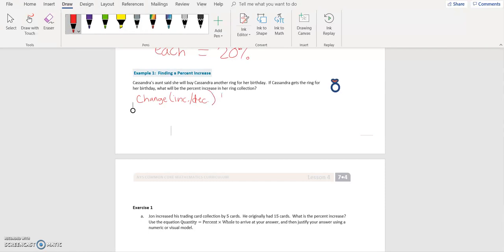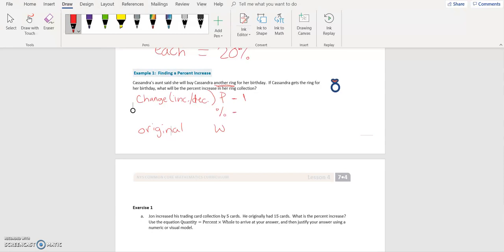That's our part. Then we still have percent, and then we have our whole, which is our original, the original amount that we had. So we're finding a percent increase. This already tells us we're finding an increase, but let's find it in our problem. Cassandra's aunt said she will buy another ring for her birthday, so she's getting one more. She's increasing her collection by 1.